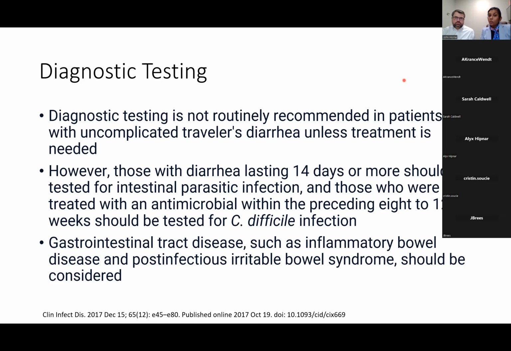However, those with diarrhea lasting 14 days or more should be tested for intestinal parasites, and those treated with antimicrobials within the preceding 12 weeks should consider C. diff testing. So if they have persistent diarrhea that's not getting better, we should consider testing. Gastrointestinal tract disease, inflammatory bowel disease, and other things can happen too. But what used to happen is, when we got really bad diarrheal illnesses, we'd order a stool test. It would take days and days to isolate. They really had a hard time. There's so much bacteria in our stool to figure out which one is really causing the infection, and the patient is getting worse. So this was a really big struggle for us before.